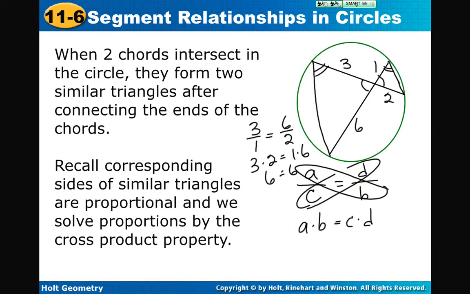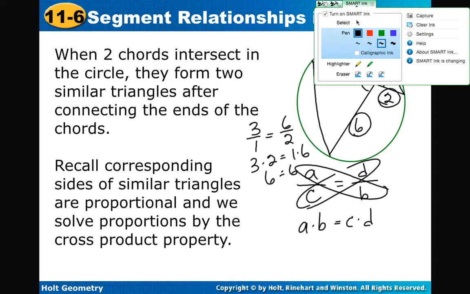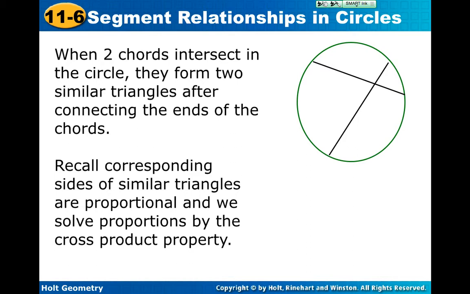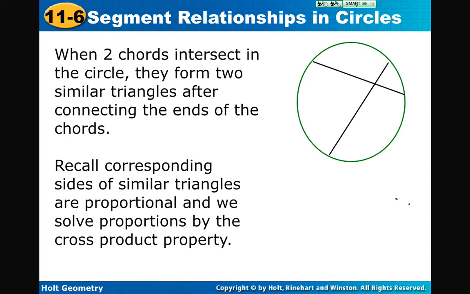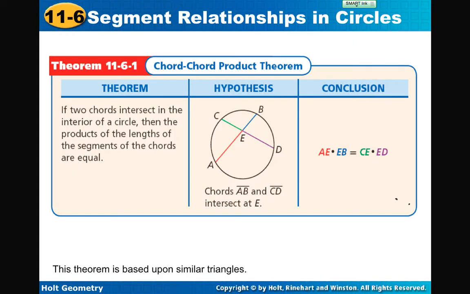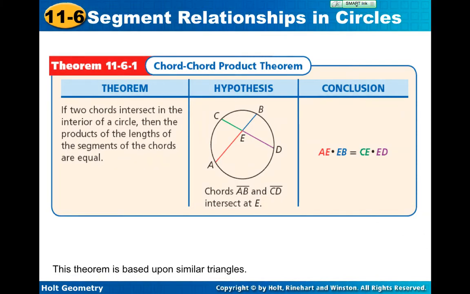The theorem is going to tell us that if you multiply this number and this number, it will always equal this one times this one. What it's based on is the similar triangles and the ratios and cross multiply. So as I show you the theorem, what I just went through is to show you that there is a reason for this theorem, and it's actually the similar triangles that I was just showing.